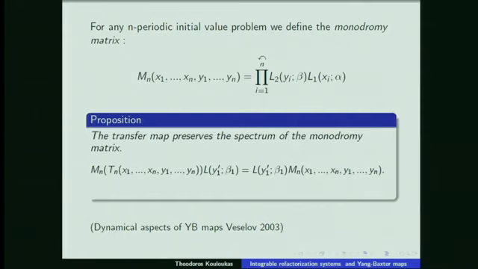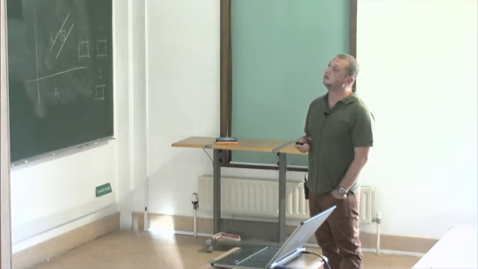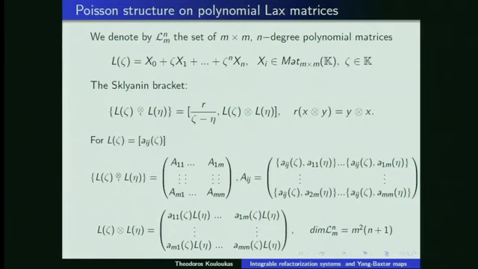And now we can prove that the transfer map preserves the spectrum of the monodromy matrix. So from the spectrum of the monodromy matrix, we can derive first integrals of the transfer map. And of course, in order to claim integrability in the Arnold-Liouville sense, we need to equip the space of involution with a Poisson structure. So in the case of polynomial Lax matrices, a very good choice is the Sklyanin bracket that I present here.